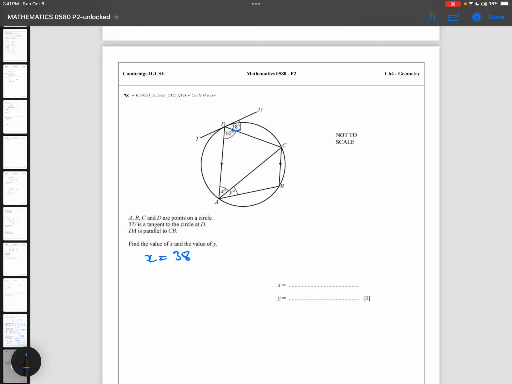Now to calculate Y, what I need to do is ABCD is a cyclic quadrilateral, right? And in a cyclic quadrilateral, the opposite angles are supplementary. Their sum is equal to 180. So if this D is equal to 60, then angle B plus D will be equal to 180, and D is 60. So B will be equal to 120. This is 120.